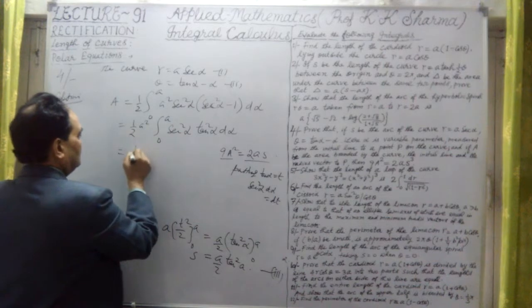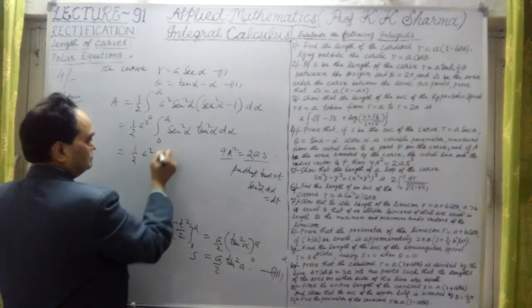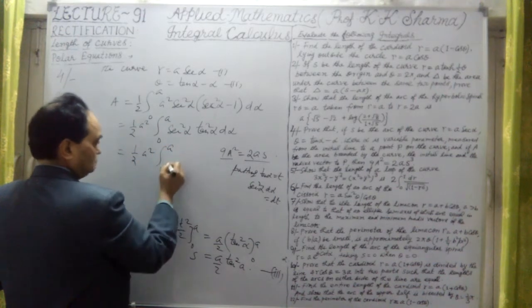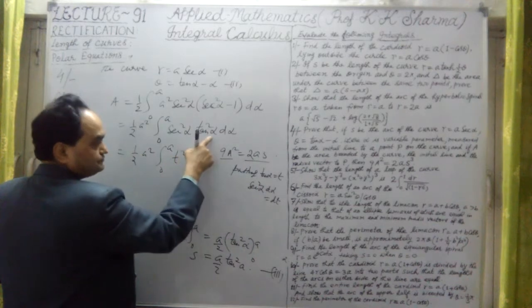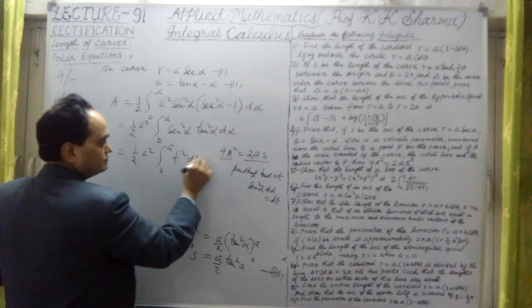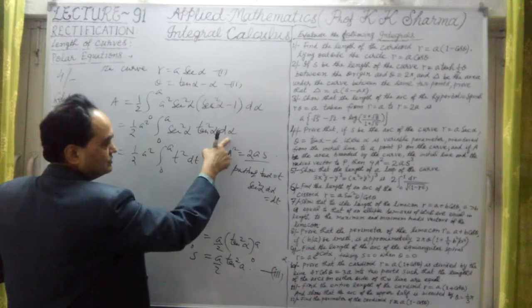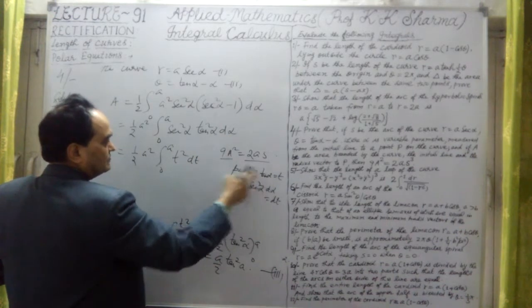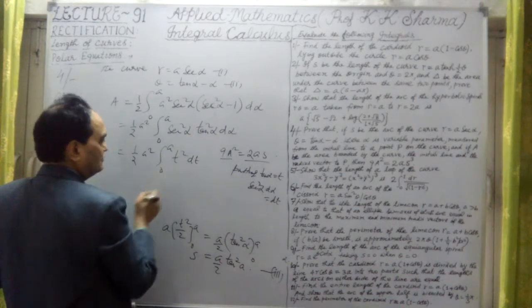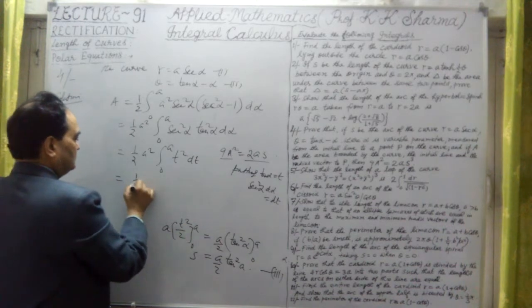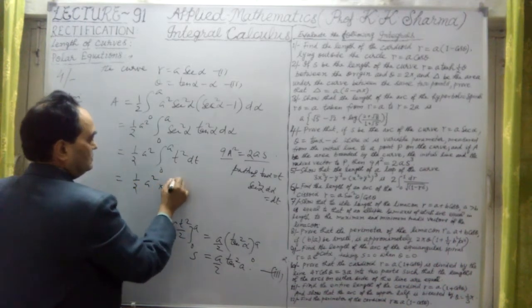This value will be half a square, 0 to a. It is t square now into dt, because sec square alpha into d alpha is dt, and tan alpha we have taken t, so this is t square only. The integration of this will be t cube upon 3.